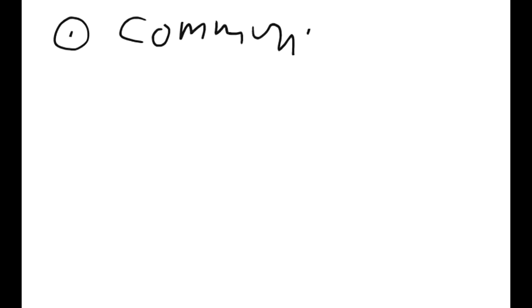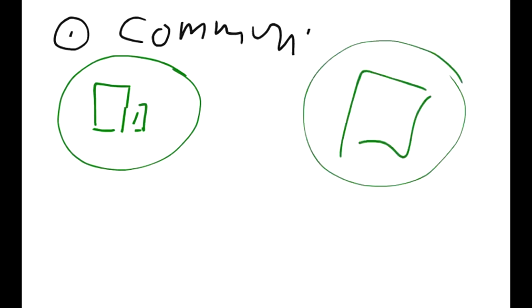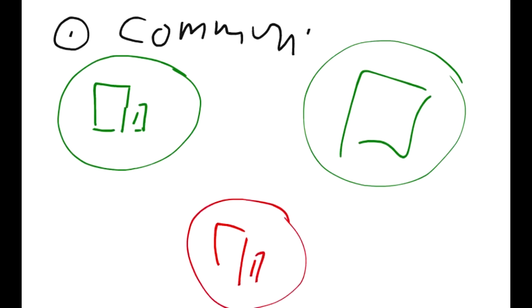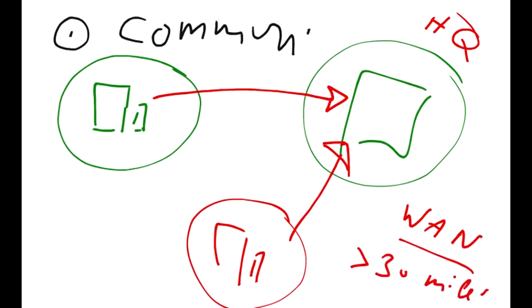So let us take an example. Let's suppose we have 2 branches of a bank in one city, the headquarters of the bank in another city, and a branch of the bank in city number 3. Now, all the branches would like to share information with the head office. So we can create a network between the branch offices and the headquarters. And if the distance between them is greater than 30 miles, then this is an example of a WAN.